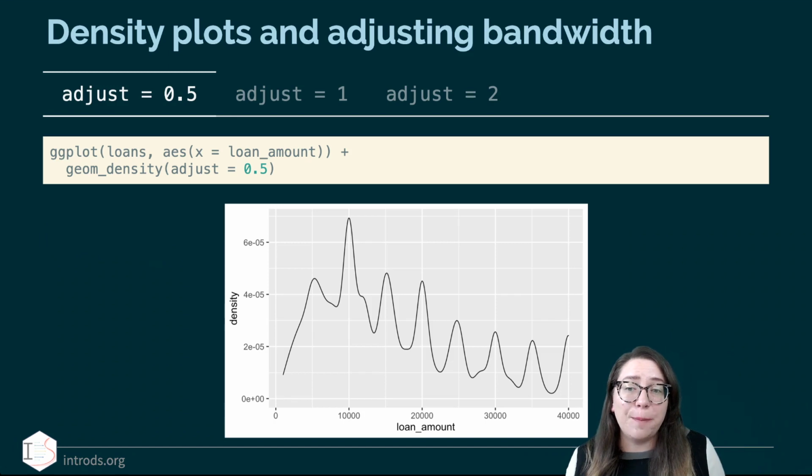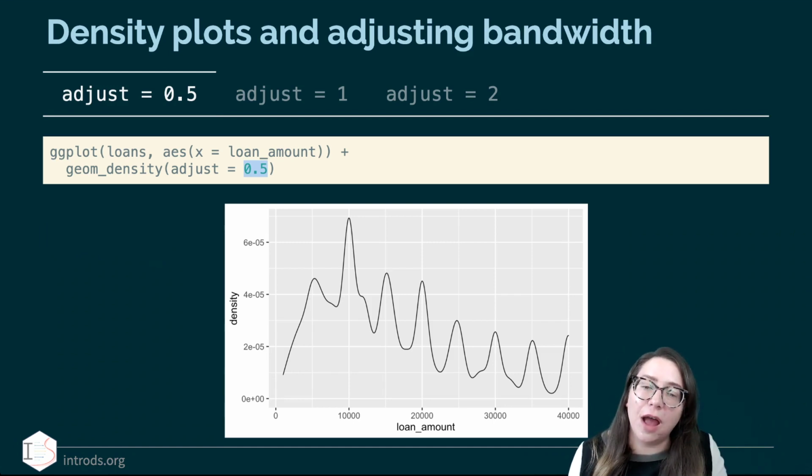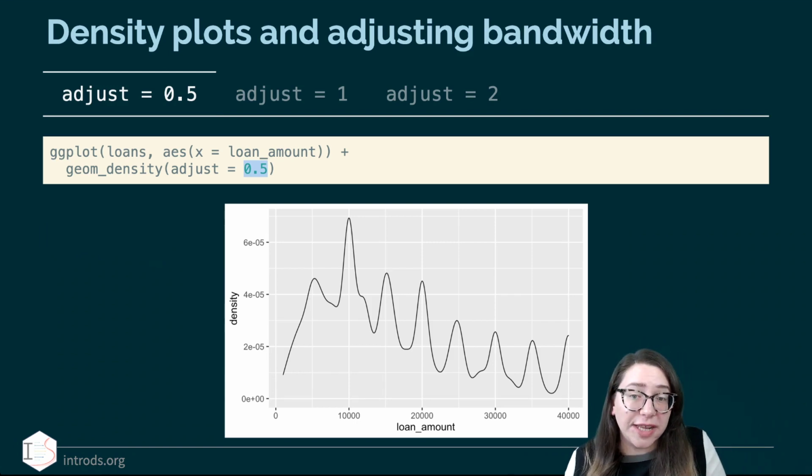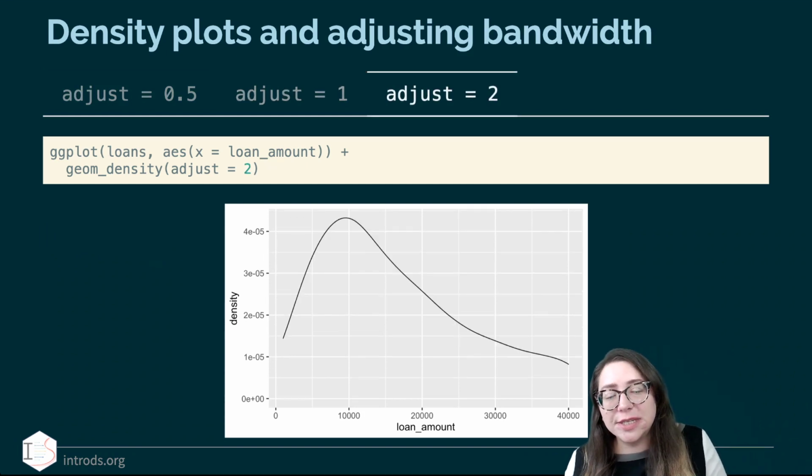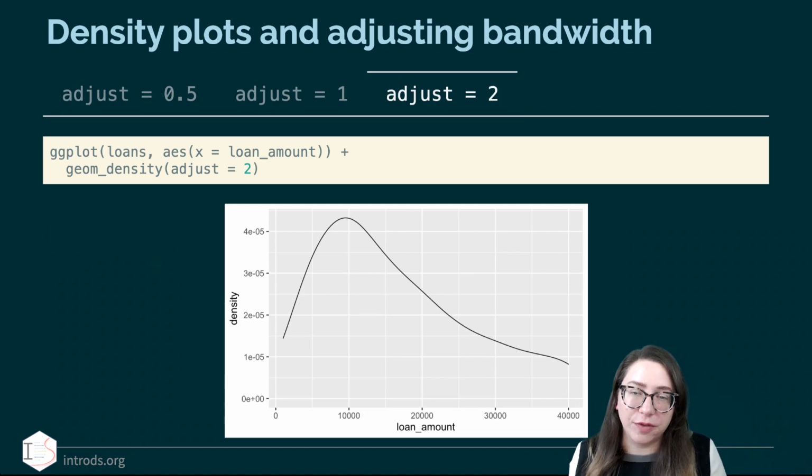We can adjust the bandwidth that is being used for the geom_density layer. If I adjust it to 0.5, that's actually making the bandwidth less than half as big as the default, so I'm going to get something that's a lot more jagged. Adjust equals 1 is basically the default, what we got before. And adjusting to a larger number is basically expanding that bandwidth where the smoothing is being done. So by increasing this number, we can get a smoother and smoother curve.